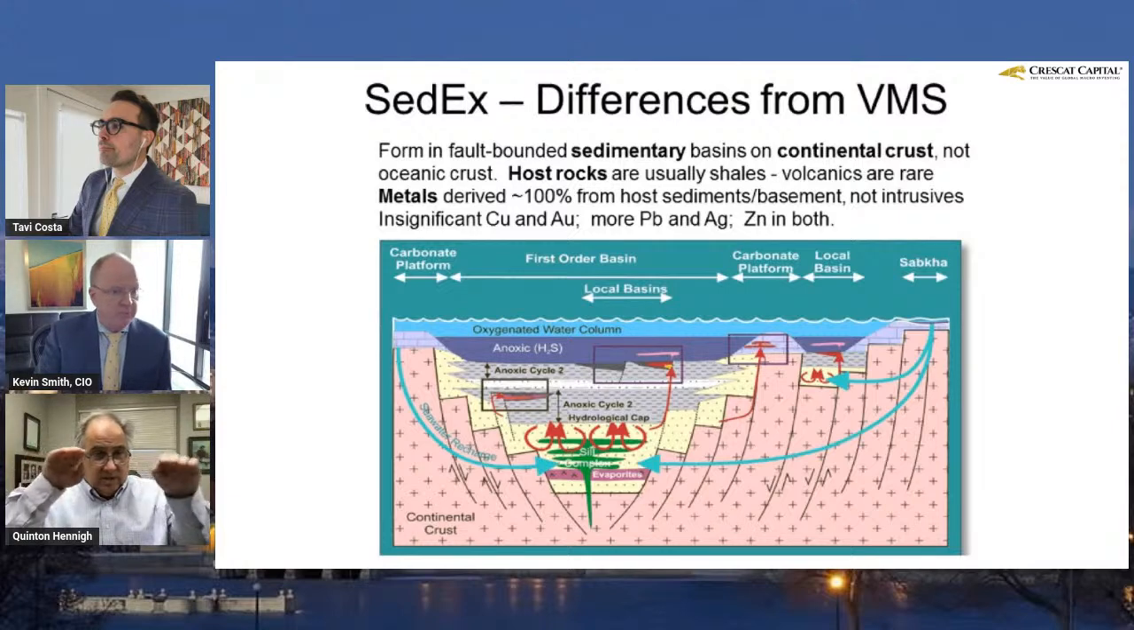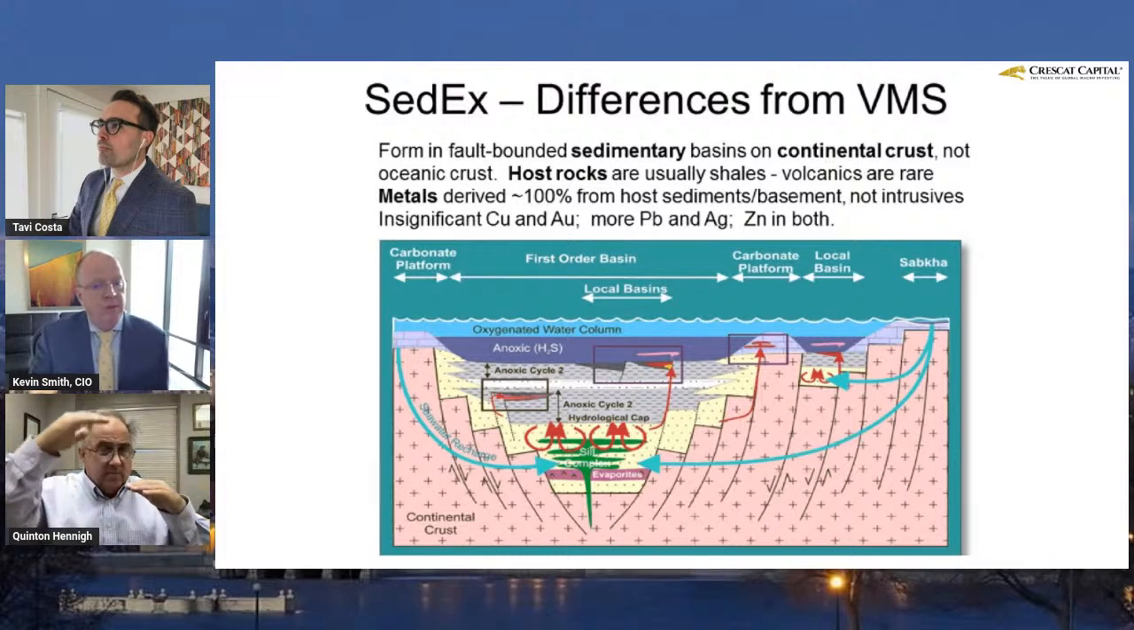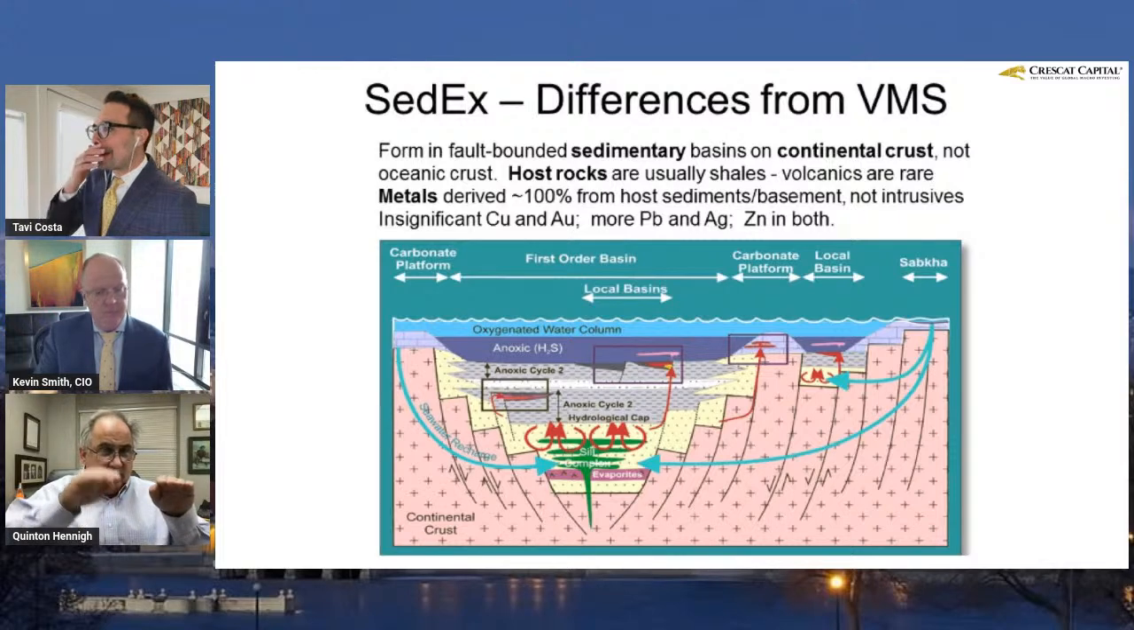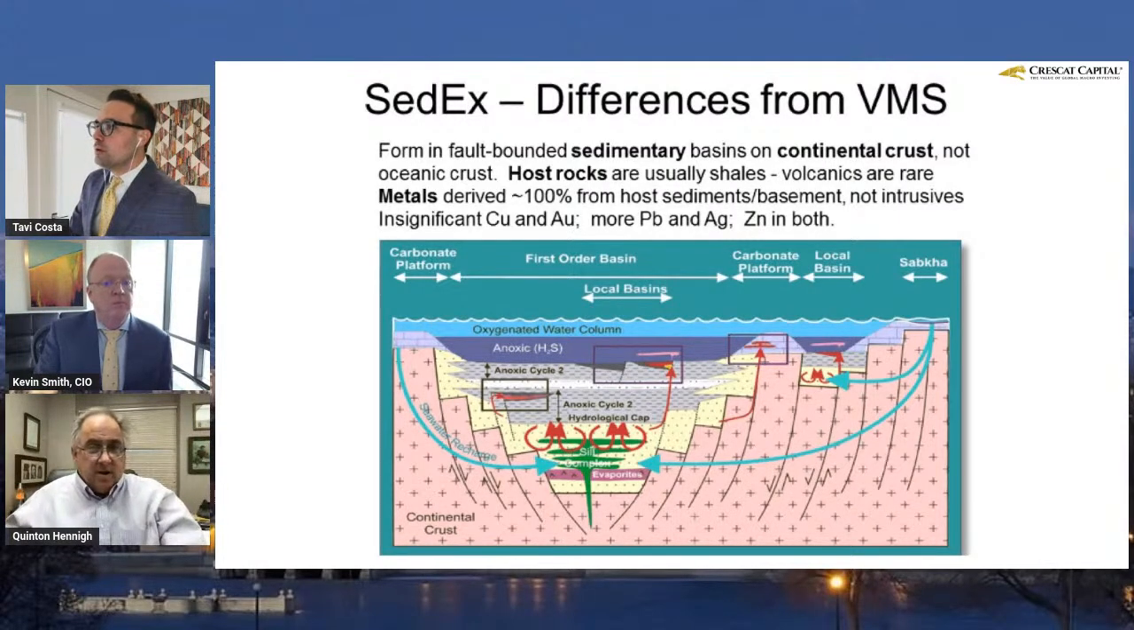But you can see these things form oftentimes in clusters and families, like you would see VMS deposits. So they can form in little sub-basins, side basins, and many deposits over a period of time too. It's not just one event done. It's one event, more sediment, one event, more sediment, again and again. All right, let's go to the next slide.